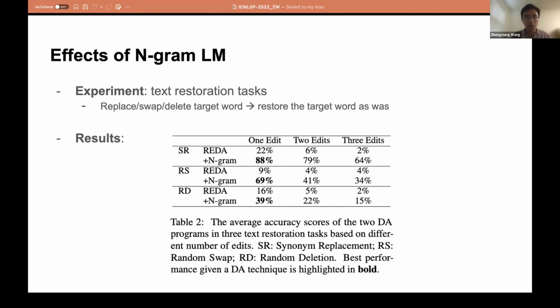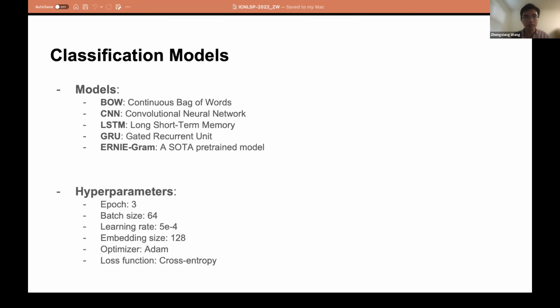So that means the n-gram model does help generate higher quality augmented text. And for the classification models, I trained the following 5 models on this data set, to evaluate whether the augmentation with n-gram models does help train a better model. So here are the hyperparameters. And let's see the results.